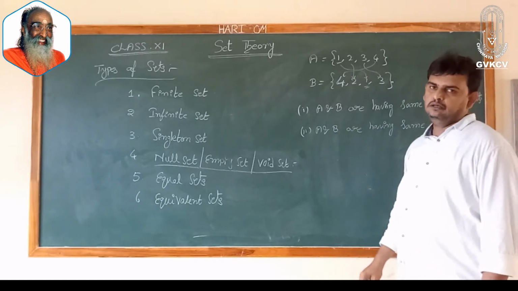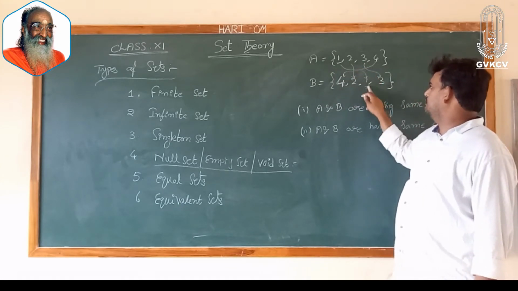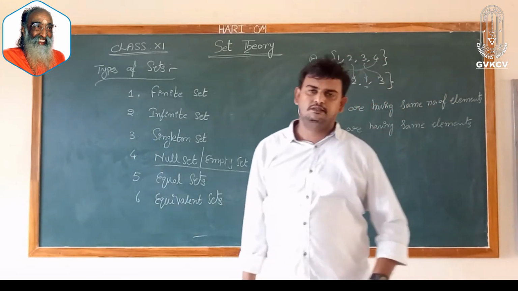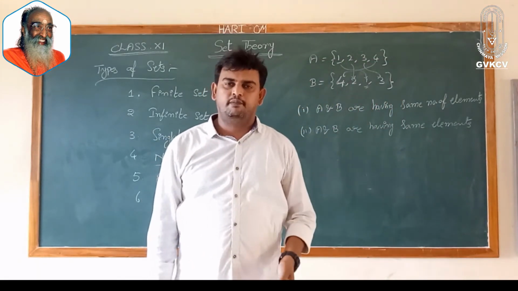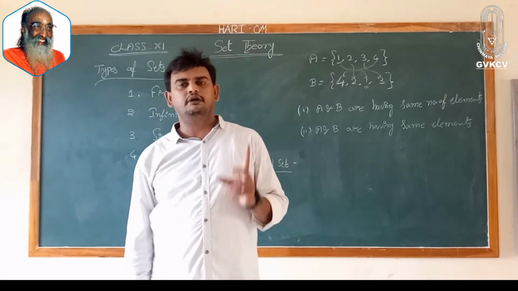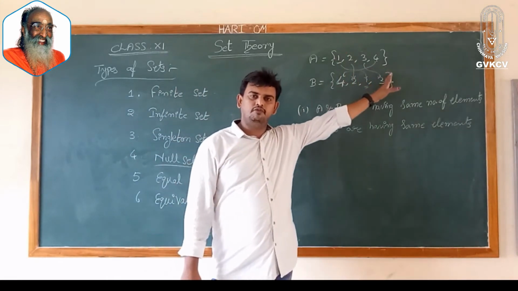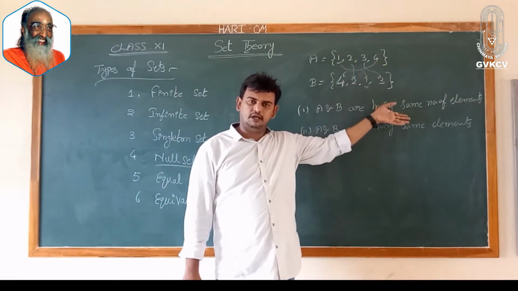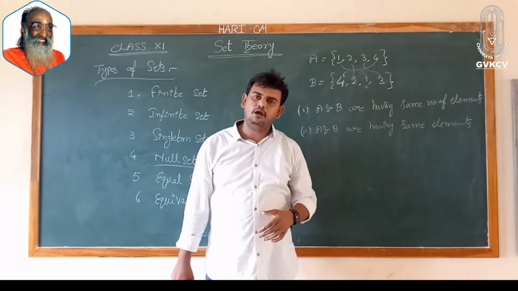Here you may think that, sir, here the first one is 1, here 4, here 2, 2, 3, 1, 4, 3. Order is not important for us. Order may be different, but you have to observe whether you have the same elements or not. Here I have 1, 2, 3, 4. Here also I have 1, 2, 3, 4. So here I have 4 elements, here I have 4 elements.